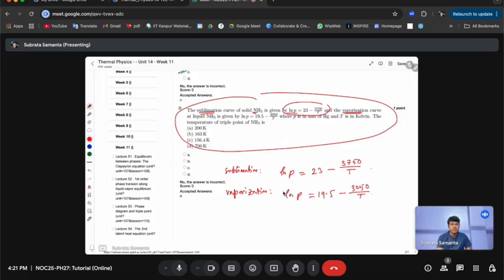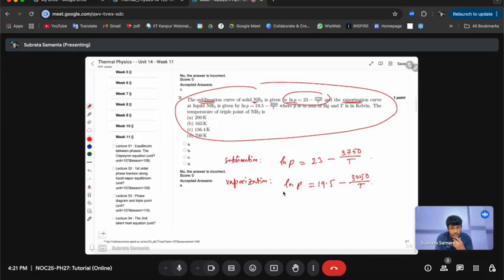So 19.5 minus 3050 over T, right? These two equations are given, where P is in millimeters of Hg and T is in Kelvin. Calculate the triple point temperature, the temperature at the triple point of NH3.